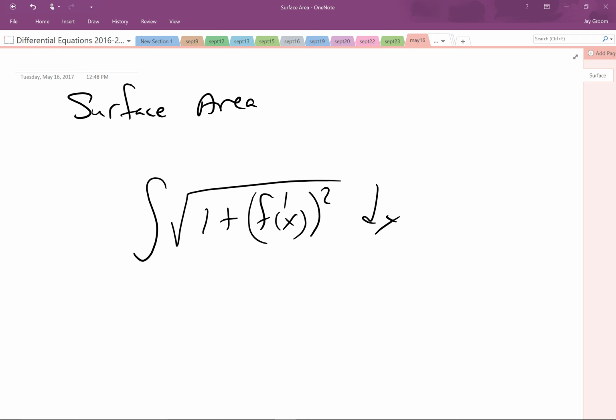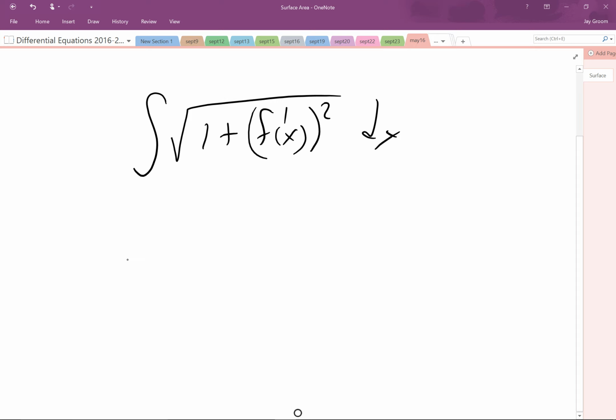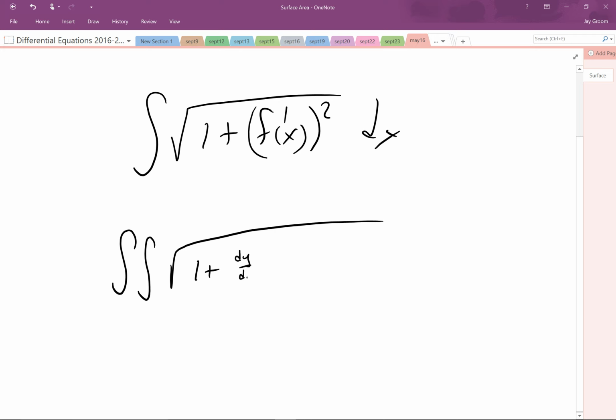But more of it. First of all, it's probably going to be a double integral. It's going to be a square root again, but it's going to be 1 plus dz dx squared, plus dz dy squared dA. And it is going to be kind of gross.